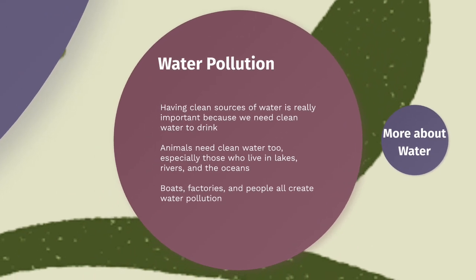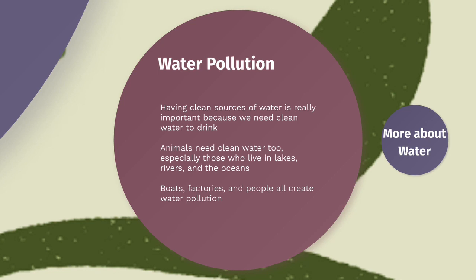Finally, we'll talk about water pollution. Having clean water in our lakes, rivers, and oceans is really important because it is a home for lots and lots of animals. We also need clean water to drink and to help us grow food.